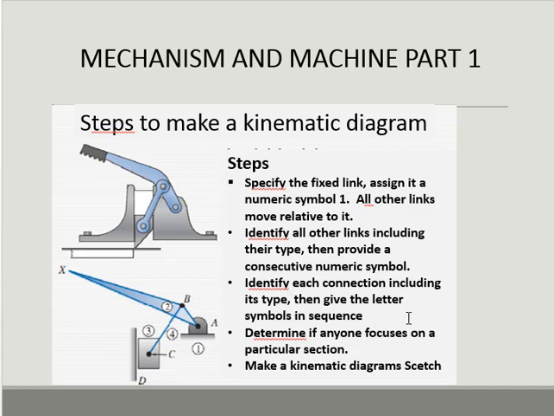The third step is to identify its connections, including their type, then give a letter symbol in sequence. You can identify your joints, including their type, and give a letter like A, B, C, D. This is a joint symbol. You can give a letter symbol A, B, C, D. For links, you can assign a numeric symbol 1, 2, 3, 4.